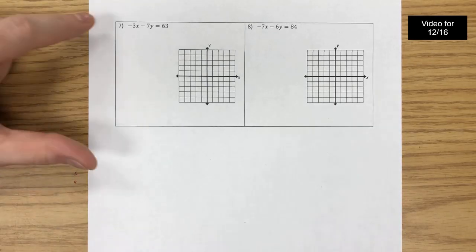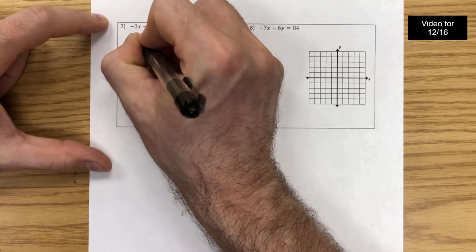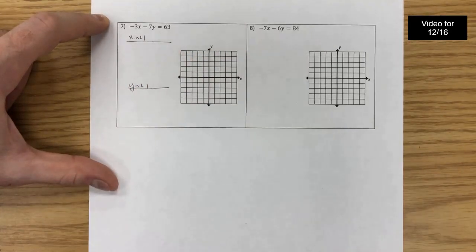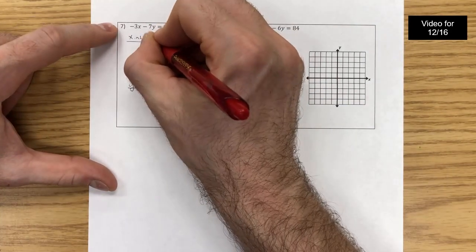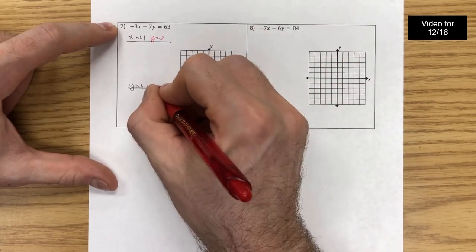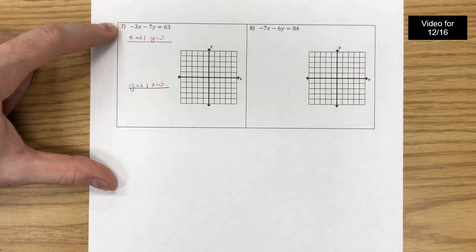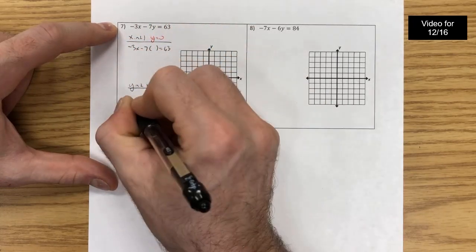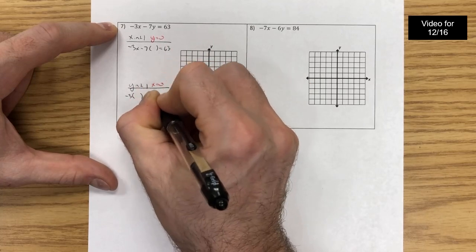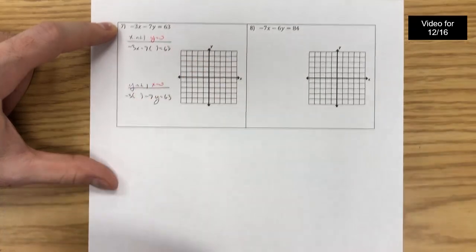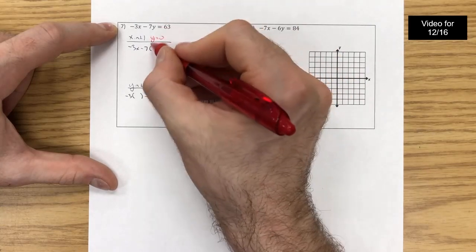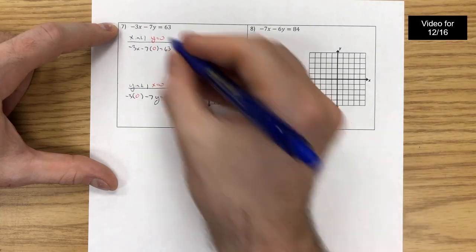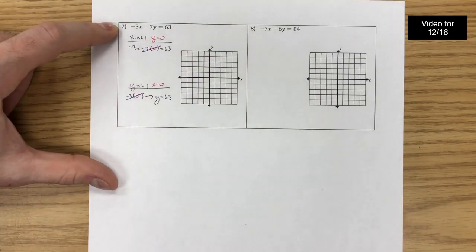Okay, so let's see how we're doing. So I'm going to plug in a number for my x-intercept and a number for my y-intercept. For my x-intercept, I'm going to plug in a 0 height, and for my y-intercept, I'm going to plug in a 0 width. So negative 3x minus 7y equals 63. Again, when I plug in my 0 for my y, and I plug in my 0 for my x, I'm going to promptly ignore the terms because they zero out.